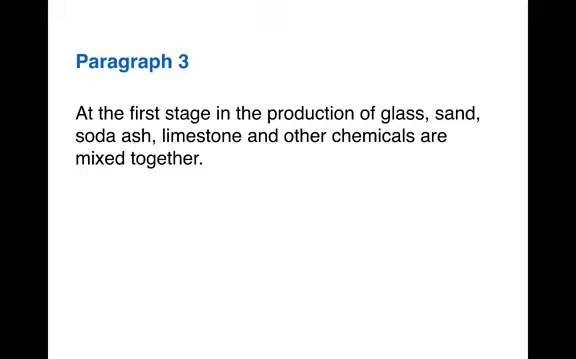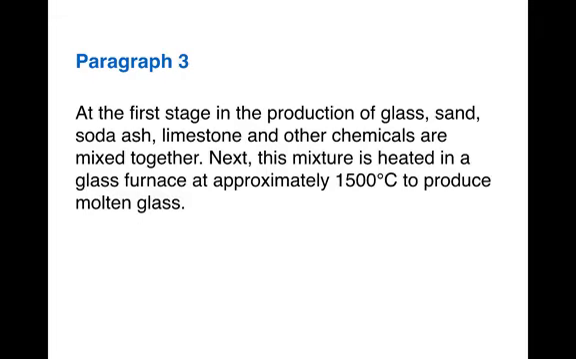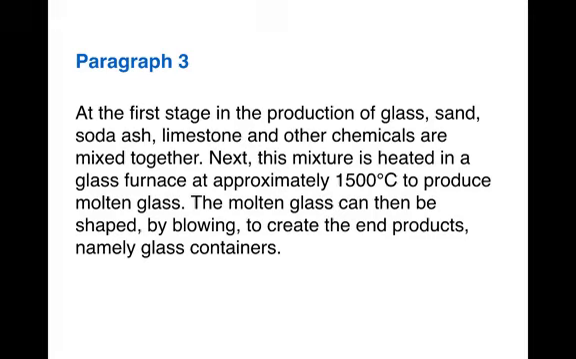The first one: at the first stage in the production of glass, sand, soda ash, limestone and other chemicals are mixed together. Second sentence: next, this mixture is heated in a glass furnace at approximately 1500 degrees C to produce molten glass. Third sentence: the molten glass can then be shaped by blowing to create the end products, namely glass containers. And that's paragraph 3 finished.